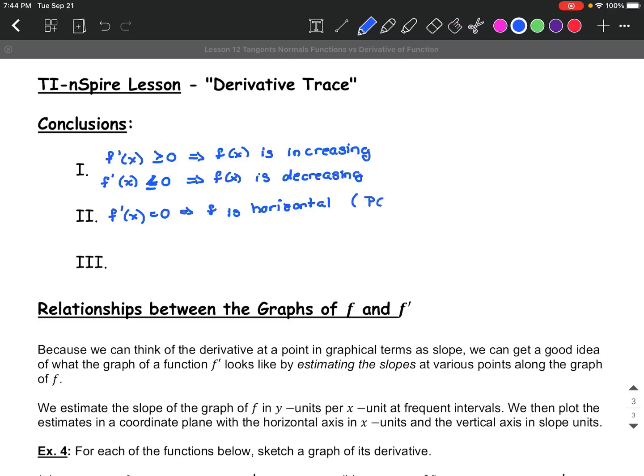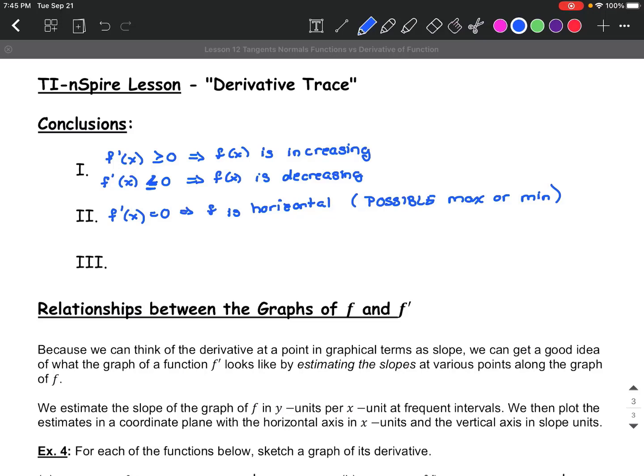and you have a possible location for a max or a min. You are not guaranteed a max or a min just because the derivative is 0. The function has to change from increasing to decreasing or decreasing to increasing, which means your derivative has to change sign. If the derivative does not change sign, you will not have a max or a min.